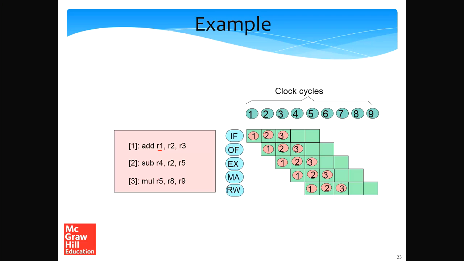But since our pipeline can read in one instruction every cycle, in the first cycle one instruction will get into the pipeline. In the second cycle, one more instruction. Third cycle, one more instruction. So the crucial thing is that in each cell, only one instruction can be there. You cannot have two instructions in one cell. That will be tantamount to saying that in the same stage there are two instructions, which is not possible.